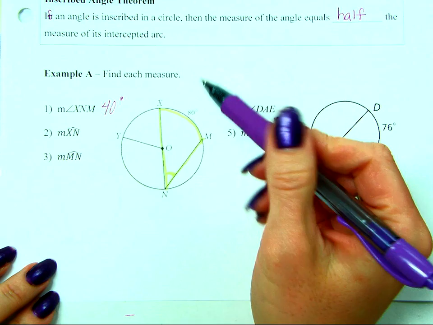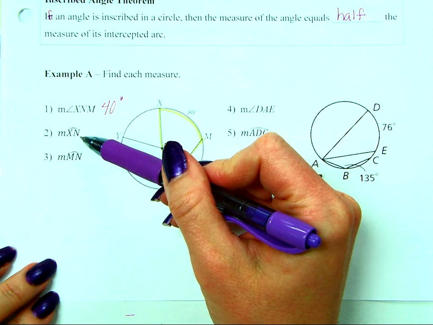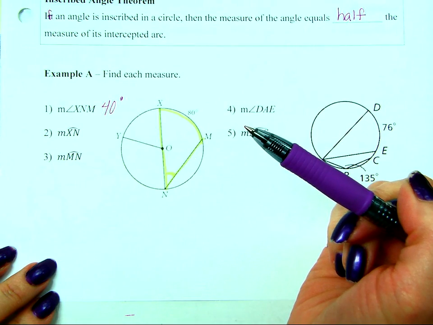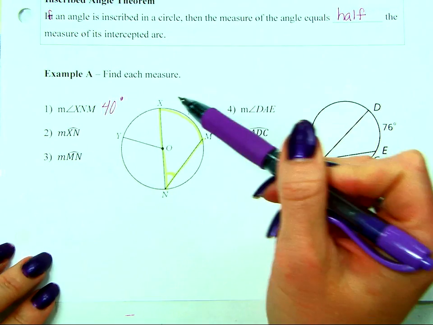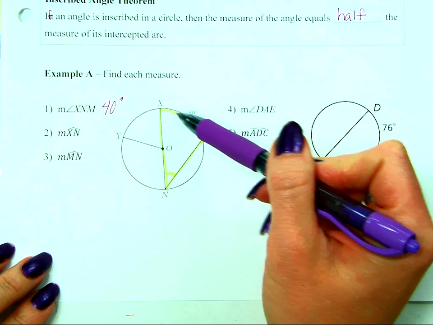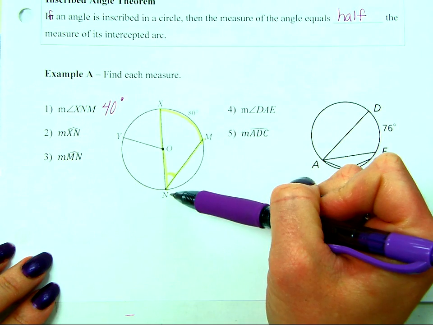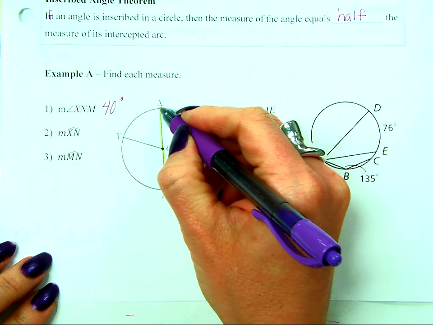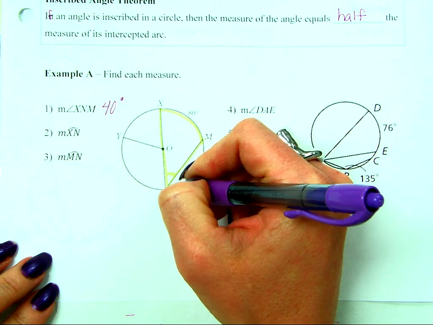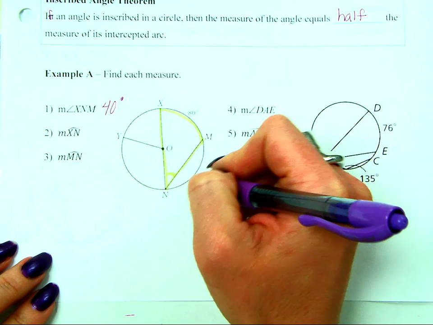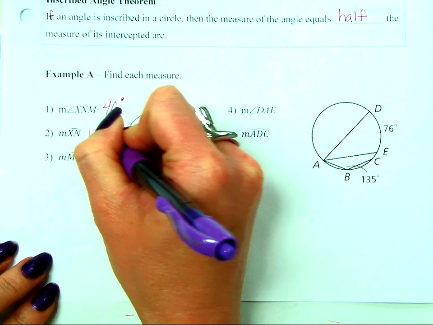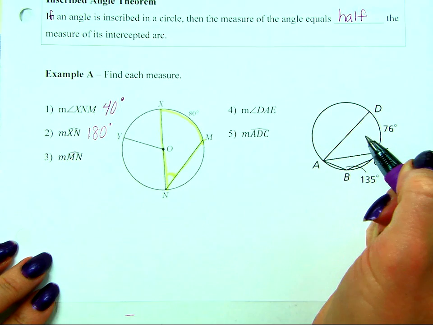Number 2 is asking me for the measure of arc XN. Now, it doesn't tell me which way to go around my circle, but because we see that this is a diameter, the measure of arc XN is exactly half of my circle, so we know that has to be 180 degrees.